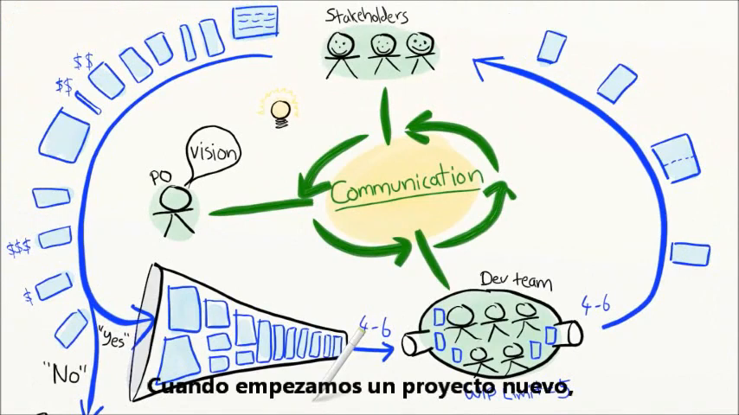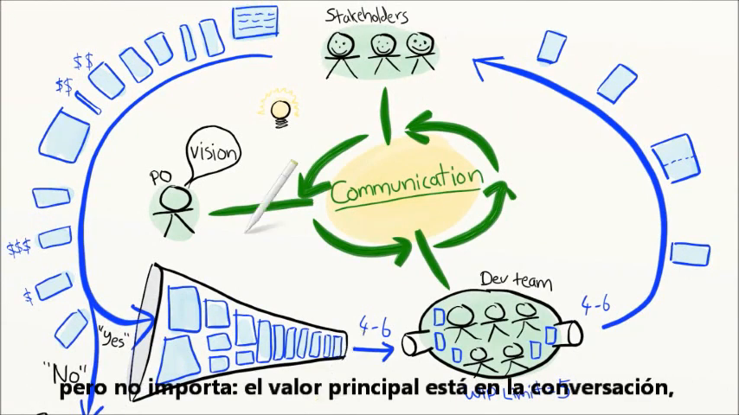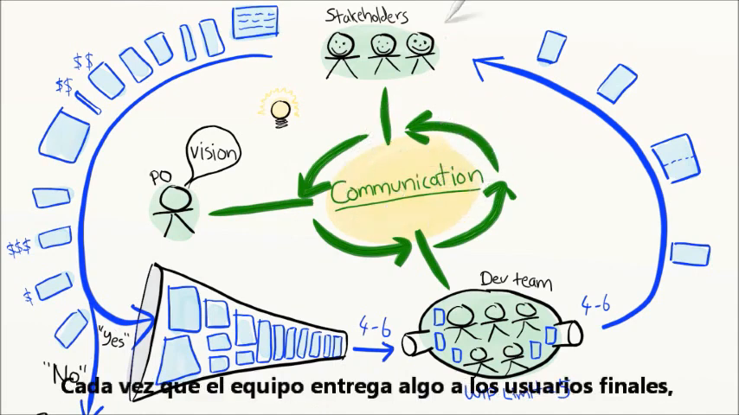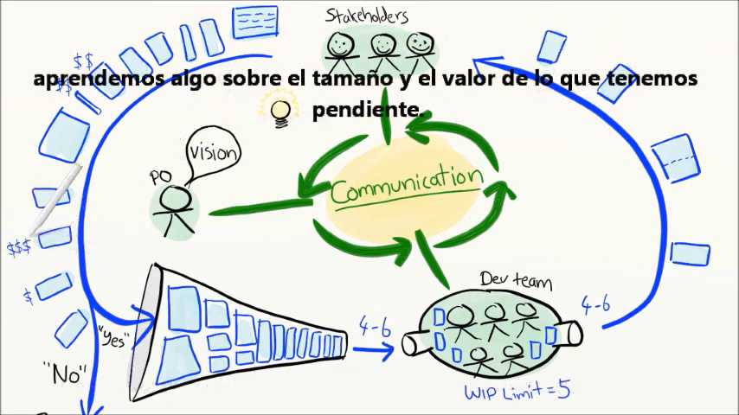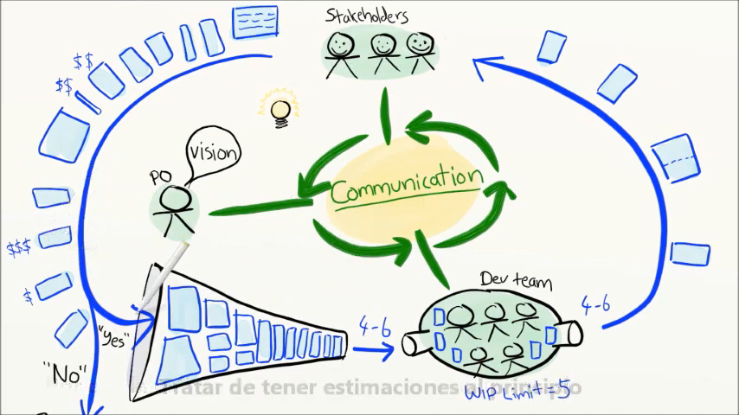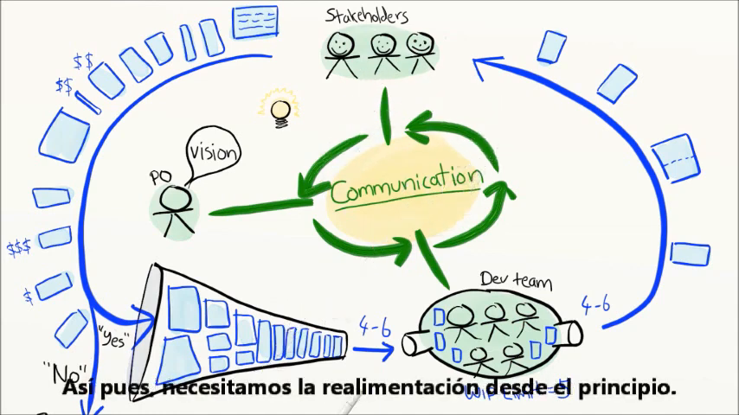At the beginning of a new project, our guesses will inevitably suck. But that's okay, the biggest value is really in the conversations rather than in the actual numbers. And every time the team delivers something to real users, we learn something and get better at guessing both value and size. That's why we continuously prioritize and estimate. Trying to get it all right from the beginning is pretty dumb because that's when we know the least. So the feedback loop is our friend.